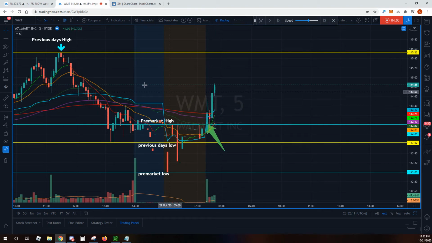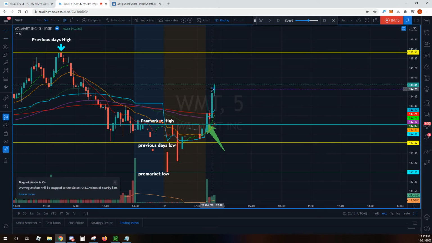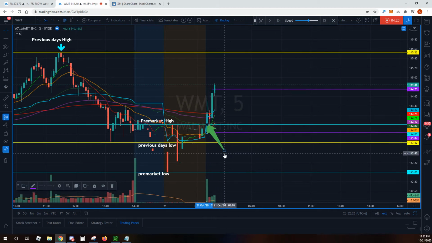So now after 15 minutes, we're going to mark our next levels. This will be our 15-minute ORB high, and this will be our 15-minute ORB low. So now you have different levels that you're playing throughout the day.